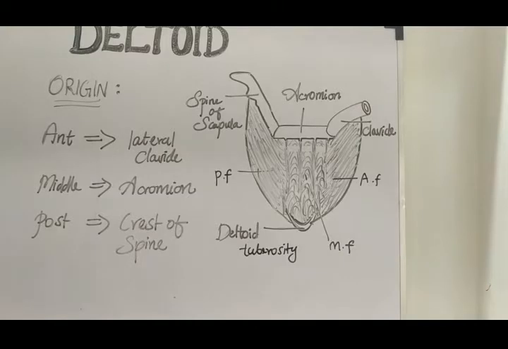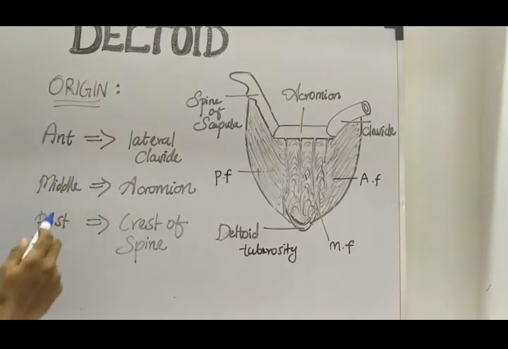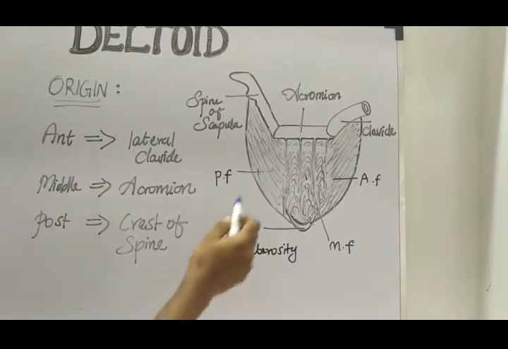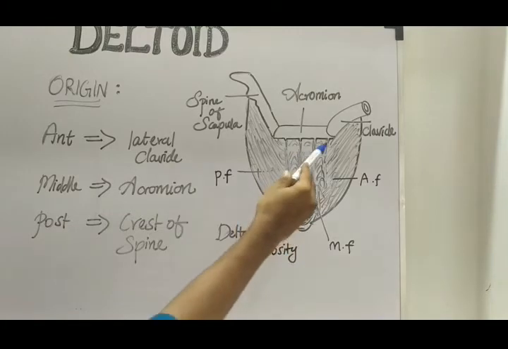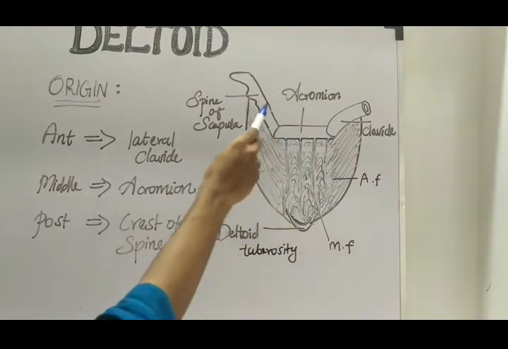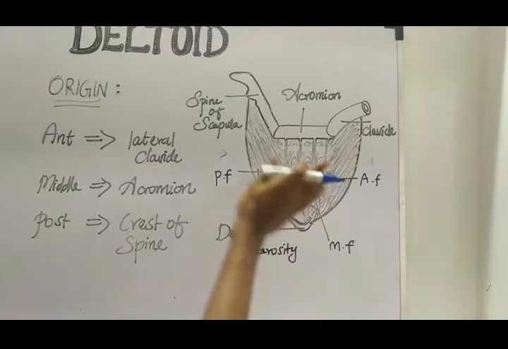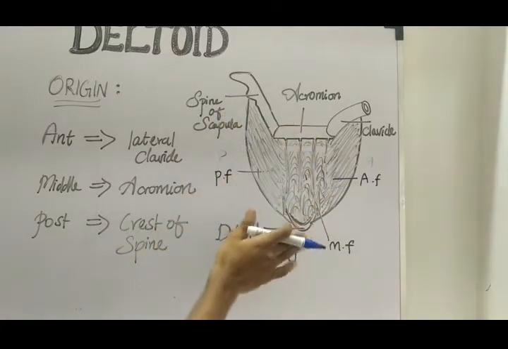Now let's see the origin of this muscle. Actually, in the beginning I said it has three fibers: anterior fibers, middle fibers and posterior fibers. Here you can see in this picture, this is the clavicle bone, acromion process. So this is the spine of scapula. This is the posterior side, this is the anterior side. So we are seeing from the side view.